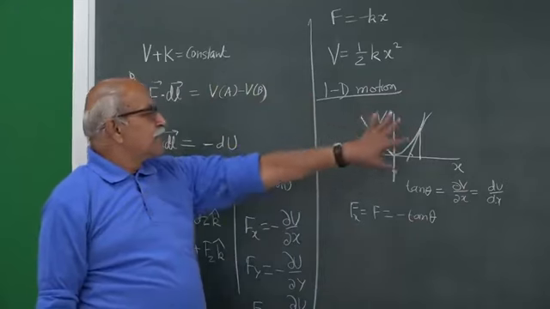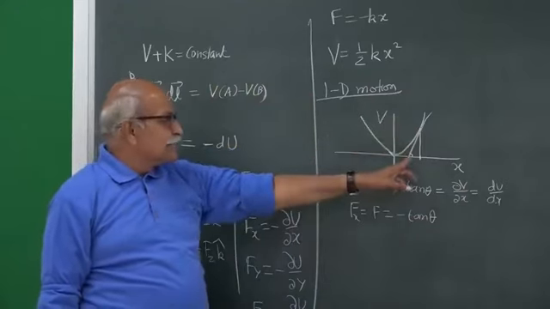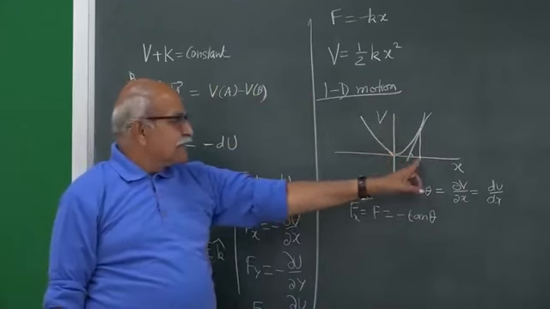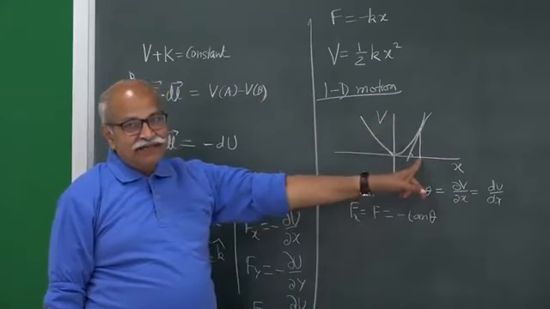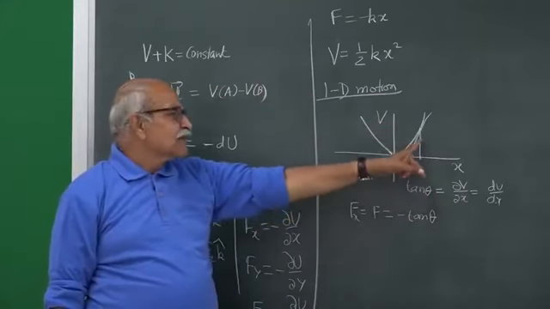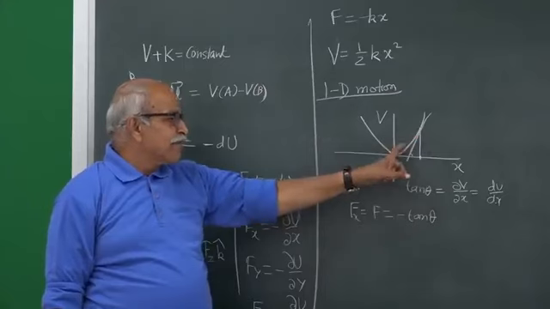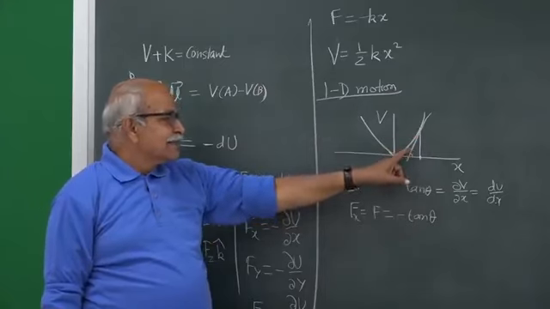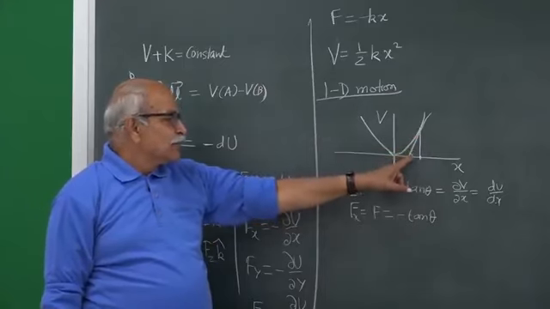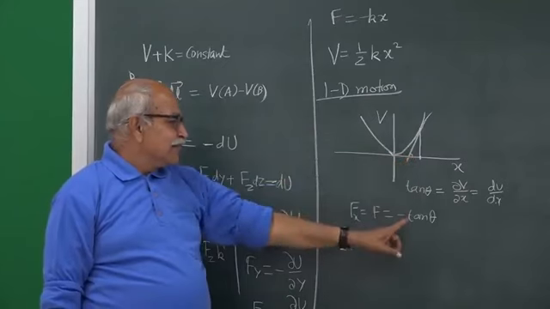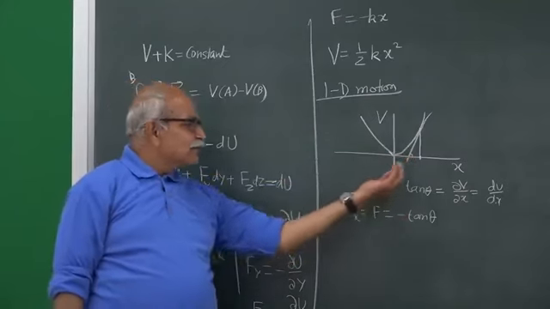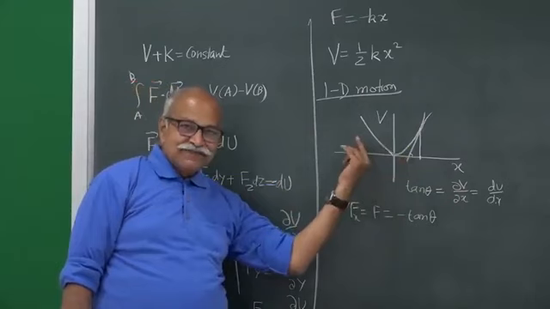So, from this diagram also it comes out that if the particle is here on the positive side of the origin, then the slope is positive, this angle is less than 90 degrees, an acute angle, slope is positive, tan theta is positive, and the force is negative. So, force is towards the origin.